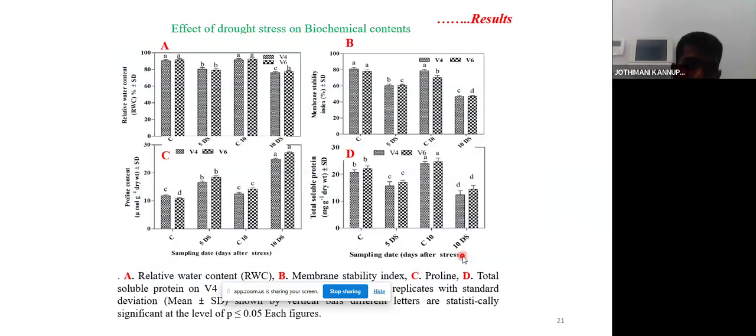This slide illustrates the effect of drought stress on various biochemical contents of 1.4 and 1.6 plants. The relative water content and membrane stability index decreased significantly under drought stress, indicating reduced water content and increased membrane damage, in 1.4 at the 10th day of water withholding compared to 1.6 and control. The proline content increased under drought stress, showing the plant's adaptive response to water deficiency. The total soluble protein content decreased under prolonged drought stress, suggesting a negative impact on plant protein synthesis.